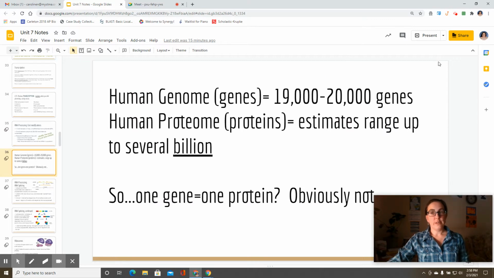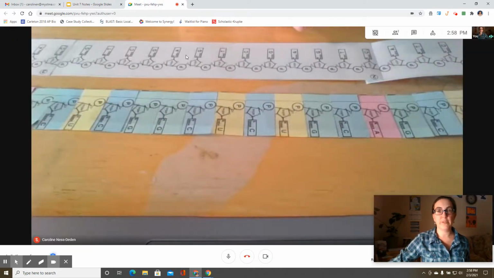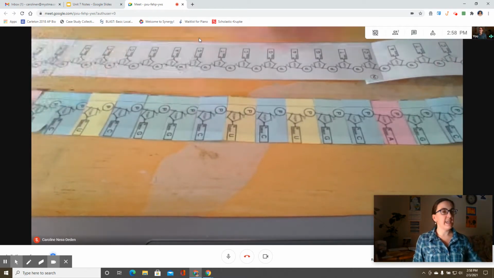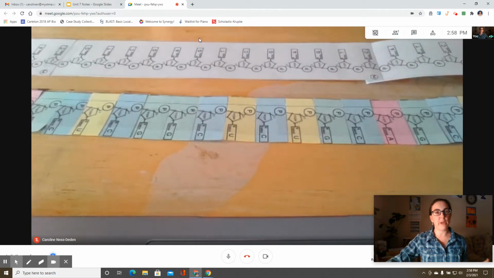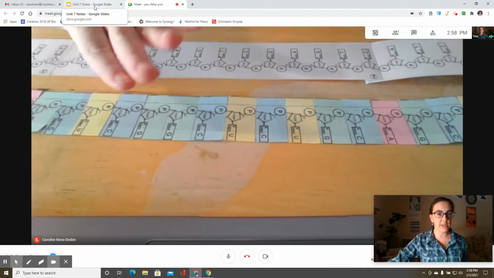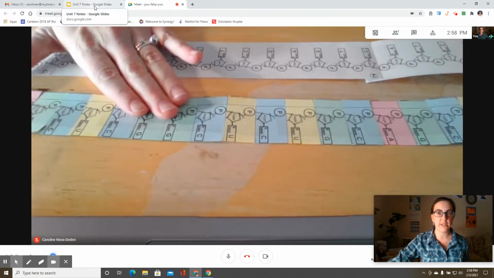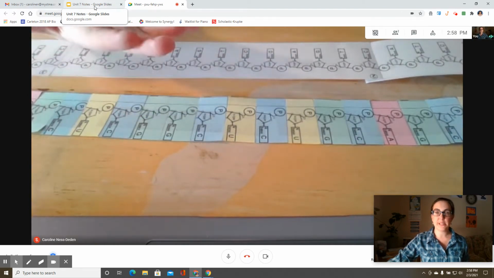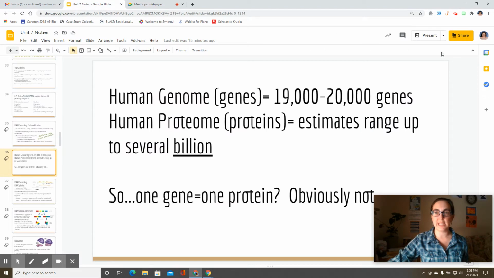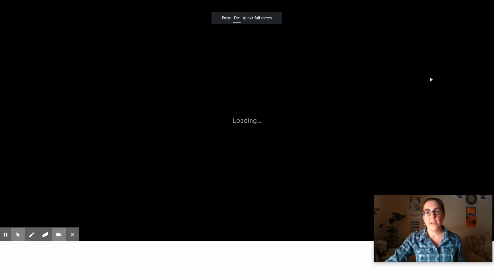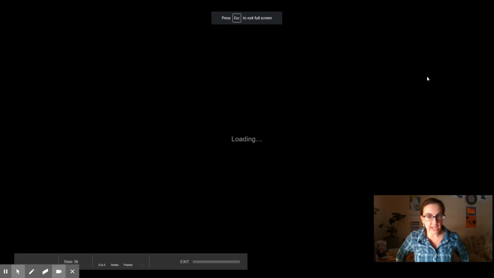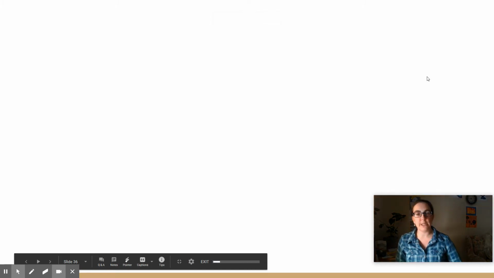So now our messenger RNA is almost ready to go. There's one other thing that needs to happen. We're not going to model it in this activity, but there's one other thing that happens to messenger RNA before it exits the nucleus. And you can kind of tell this has to happen if we look at some numbers here.